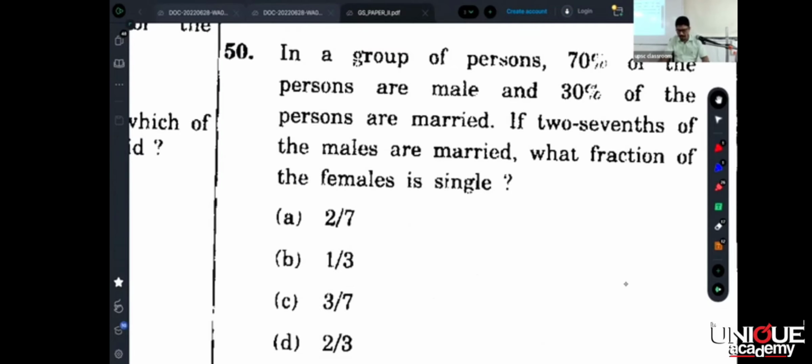In a group of persons, 70% of the persons are male and 30% of the persons are married. If 2/7 of the males are married, what fraction of the females is single? Okay, try to solve this one.